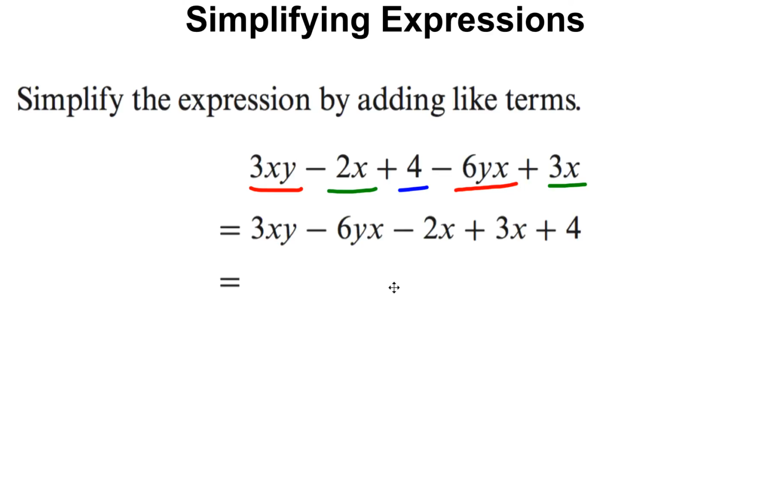Remember what property it is that allows us to rearrange the order, and that is the commutative property. So once we order these with their like terms, we can combine them. So the first term gives us a negative 3xy. Now remember, this one's xy and this one's yx, but the order doesn't matter. So we get a negative 3xy. A negative 2x plus 3x gives us a positive 1x, and then we have plus 4. Now we have three terms in our answer, and none of those can be combined because none of them are alike.